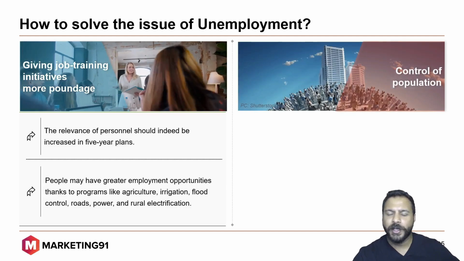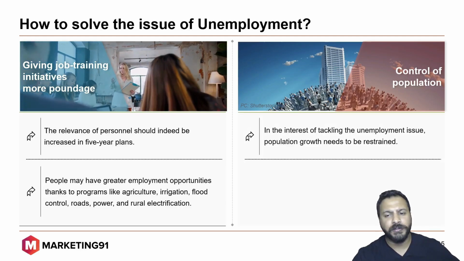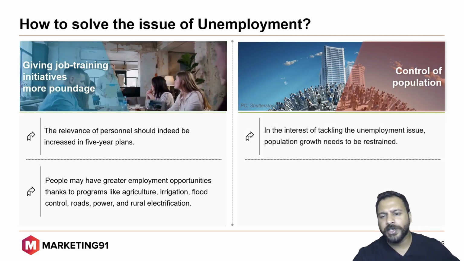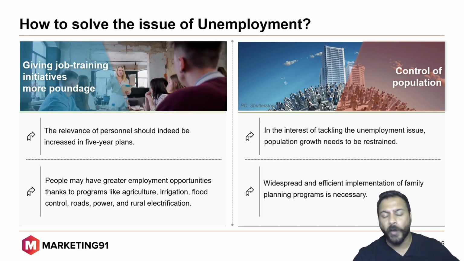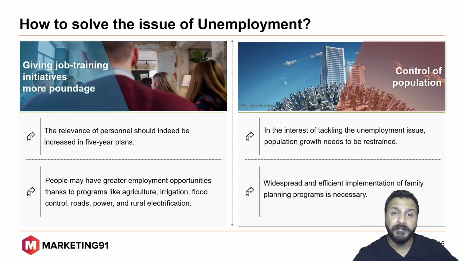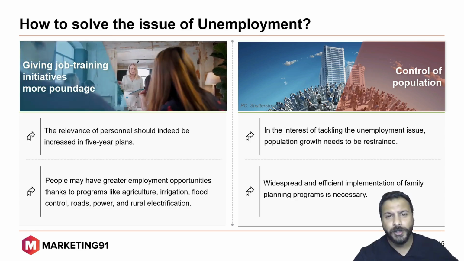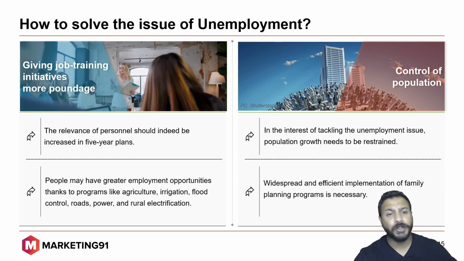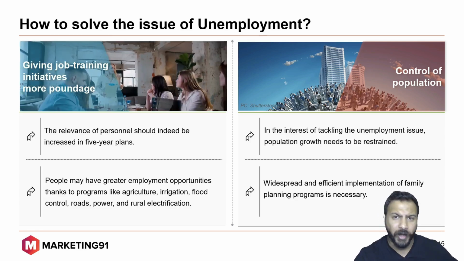And finally, control of population. In the interest of tackling the unemployment issue, population growth needs to be restrained. Widespread and efficient implementation of family planning programs is necessary to tackle unemployment in the future. So that's it, folks. This brings an end to the gamut of unemployment.